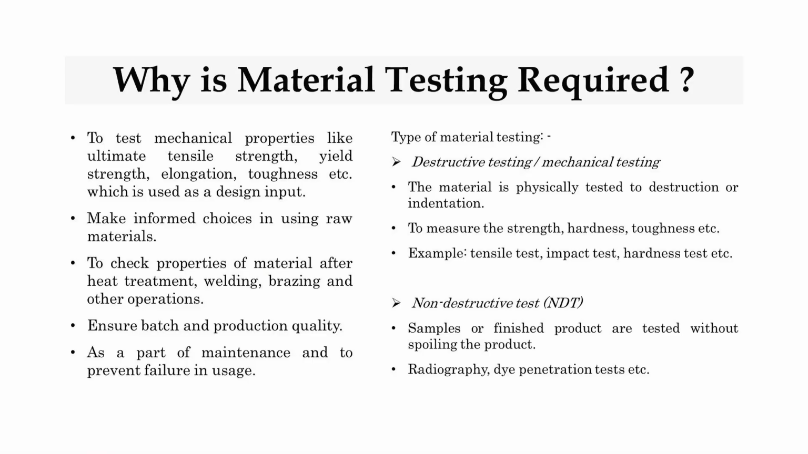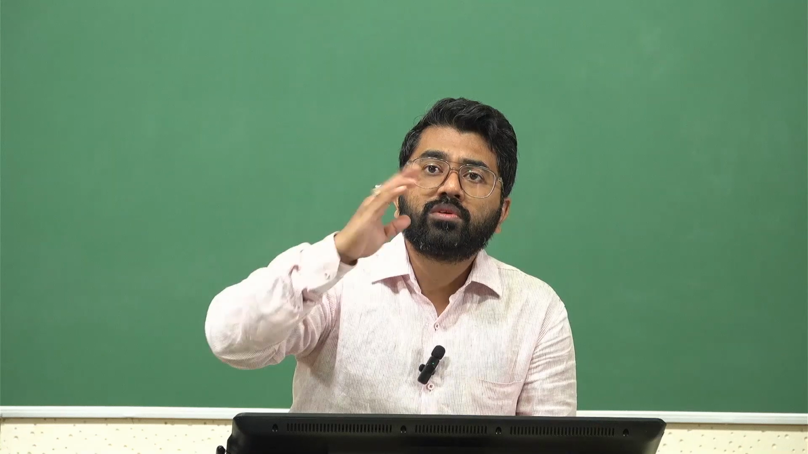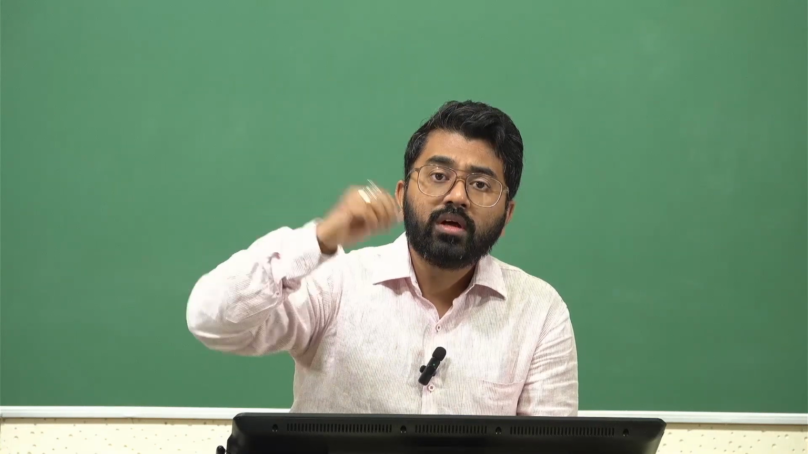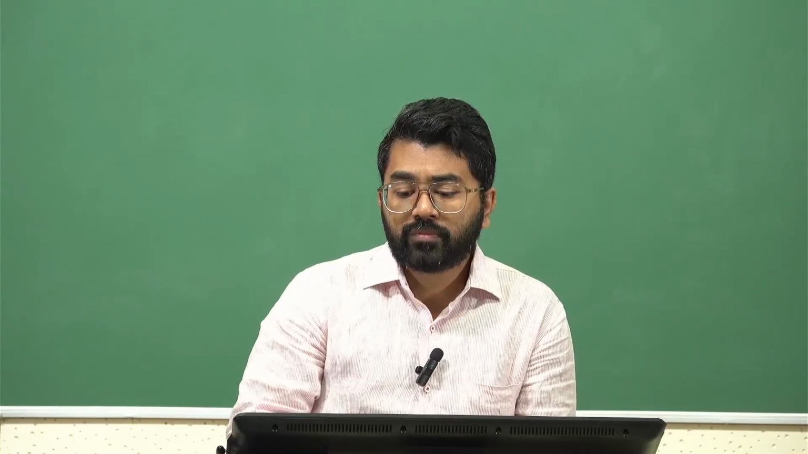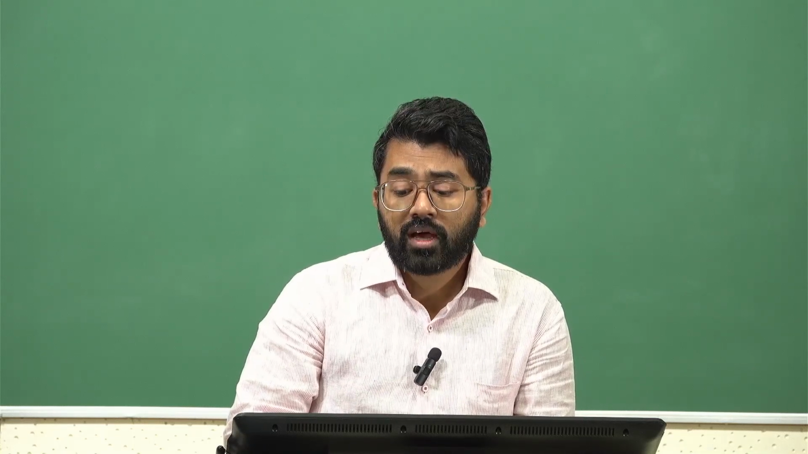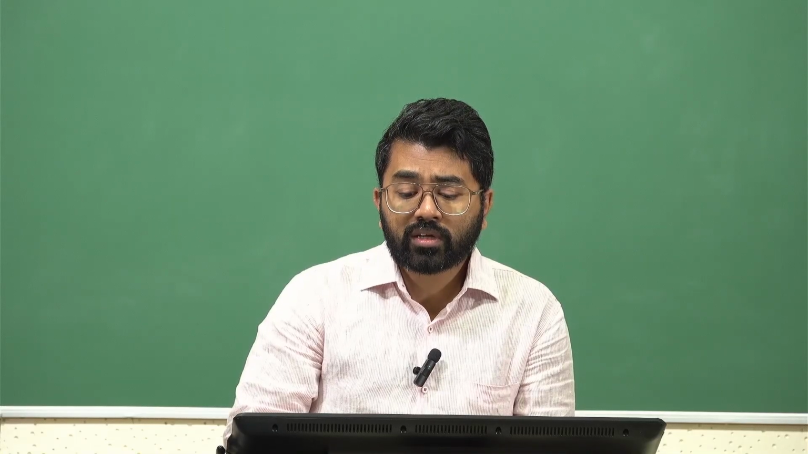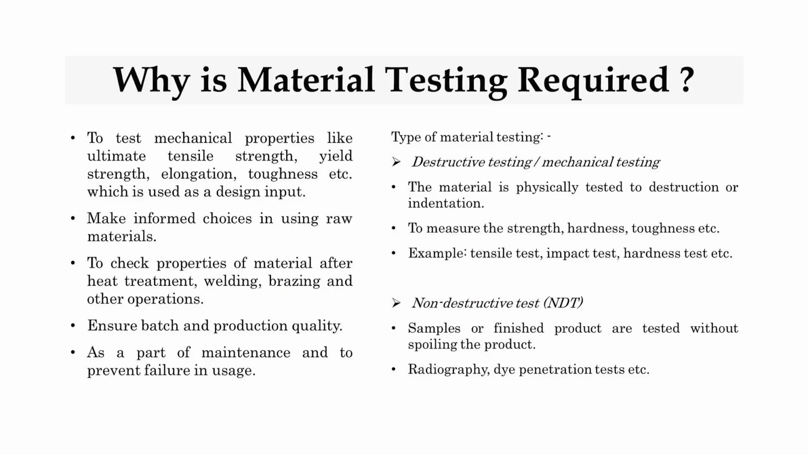And most of the destructive testings are done to measure the strength, hardness, and toughness, right? Through an impact, you want to learn how tough this is. Through a static or a quasi-static pulling, you want to know how much is the strength and things like that. You also want to look at the hardness, right? Examples are tensile test, impact test, and hardness test. I'm going to explain all of these tests as we go along.